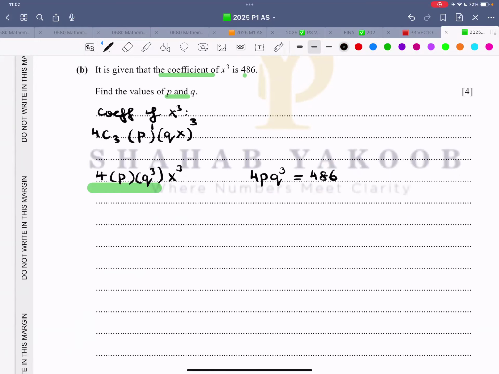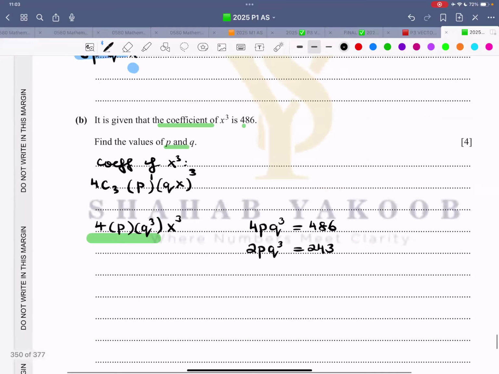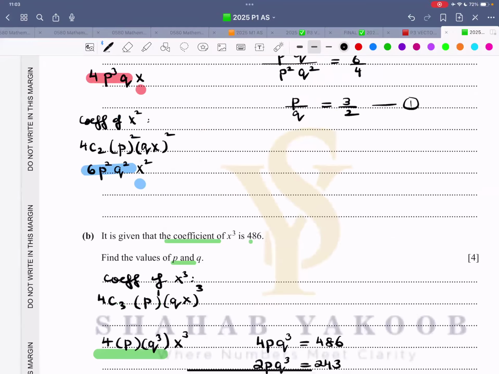So let me grab this thing. That is over here. What is 486? 486 divided by 4 is 121.5. So 121.5, or let's divide by 2. If I divide by 2, that's 243. So 2p q cube is 243. Okay, now I have this ratio. This is like equation number 1.